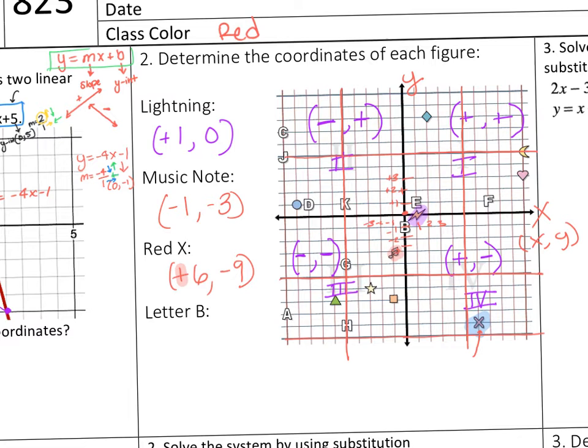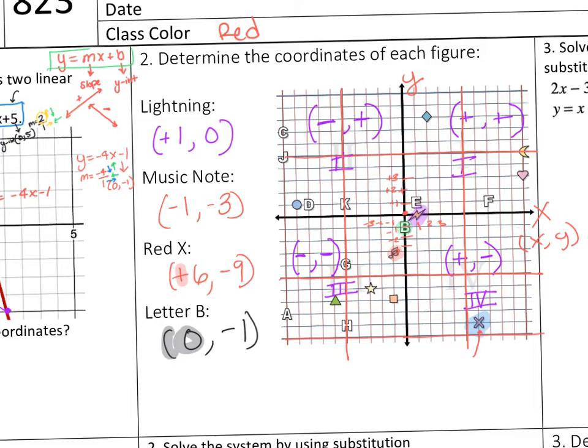Now the letter B is going to be here, and it's on the graph. So that means it's going to be 0, comma, -1.